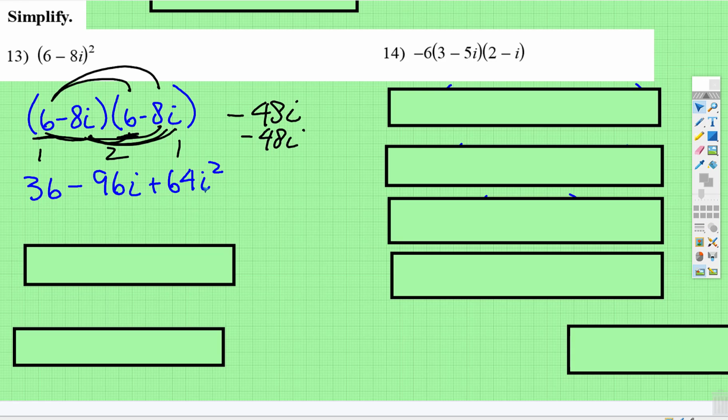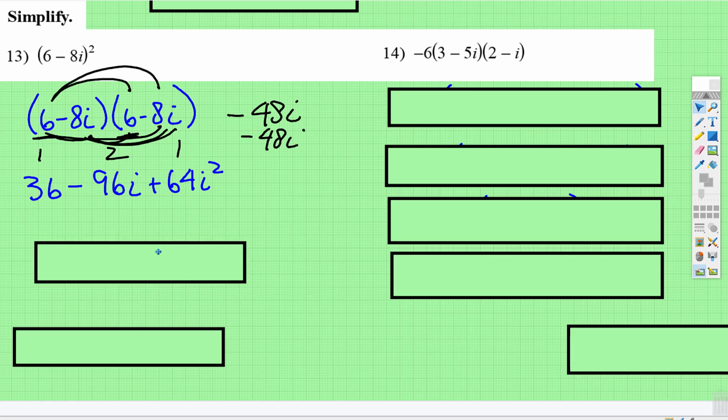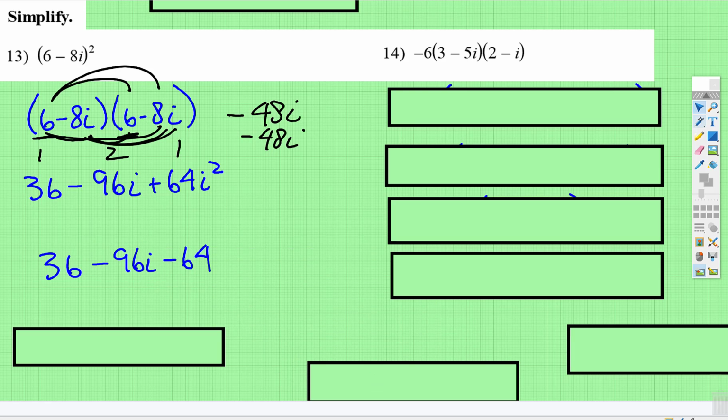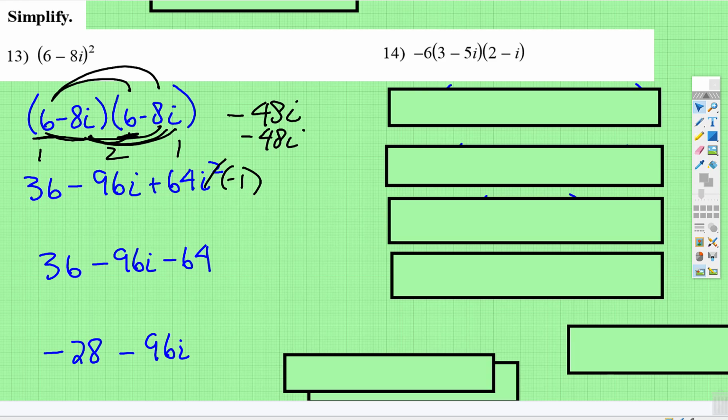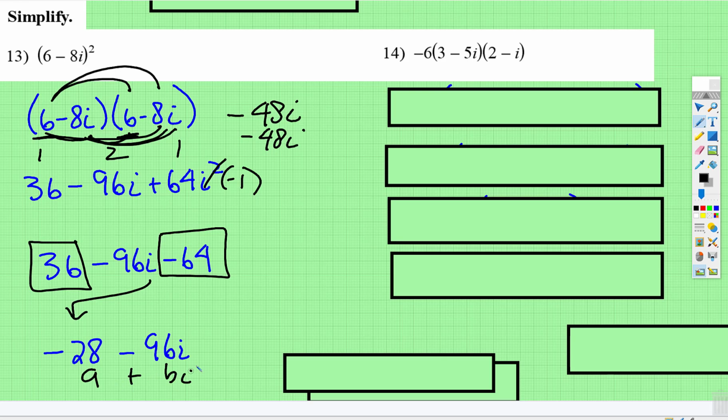And then remember, you can simplify the i squared. i squared is negative 1, and then negative 1 times positive 64 is negative 64. And then 36 subtract 64 is negative 28. And now we have it in the form of a plus bi.